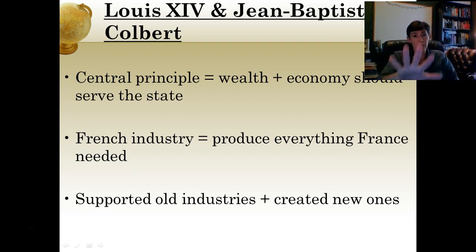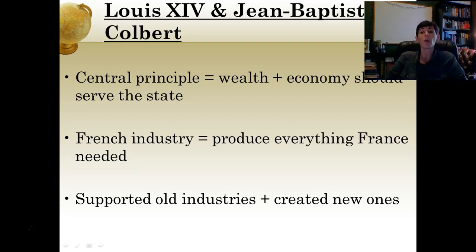Now we're moving to the Colbert period. Colbert was a finance minister under Louis XIV. Okay, his central principle was that wealth and economy should serve the state. Okay, that should be its purpose. So French industry should produce everything that France needed. Okay, because remember, we're still operating under a mercantilist perspective, so you don't want to import. You want to make whatever you can yourself and sell as much as you can of your stuff, make other countries buy your expensive manufactured goods.